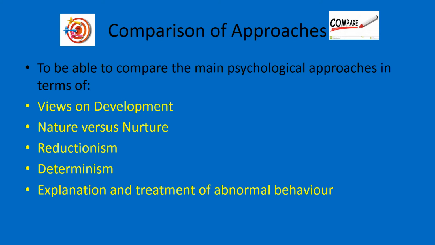And the last one is its explanations and treatments of abnormal behaviour. So obviously these are the application side of things, aren't they? If you have a particular approach, you believe in that, you think that's the way that humans work, then that will lead to a particular type of treatment. If we're looking at abnormal behaviours, they should lead back to the actual approach, shouldn't they? So what does each of the approaches actually say about the treatments?